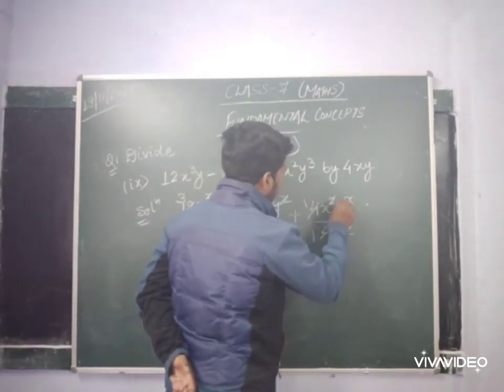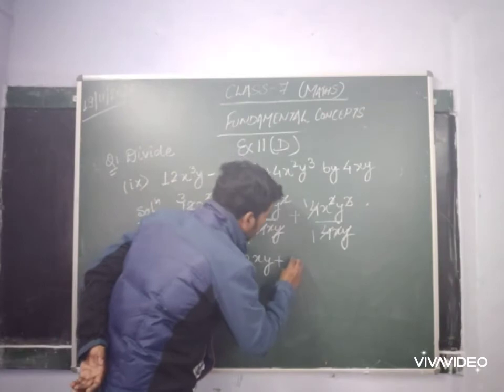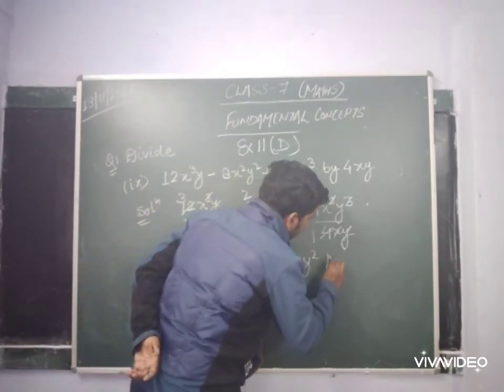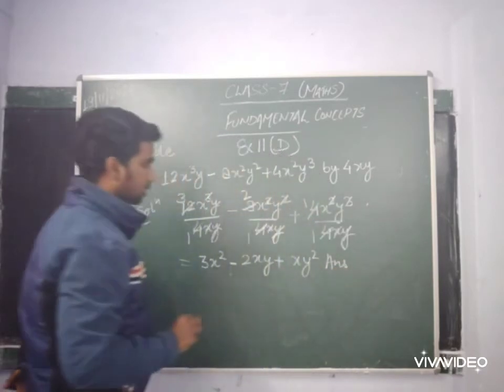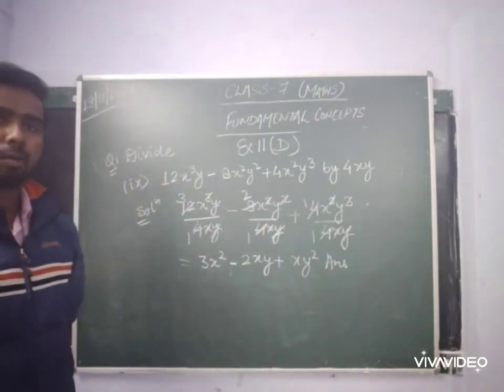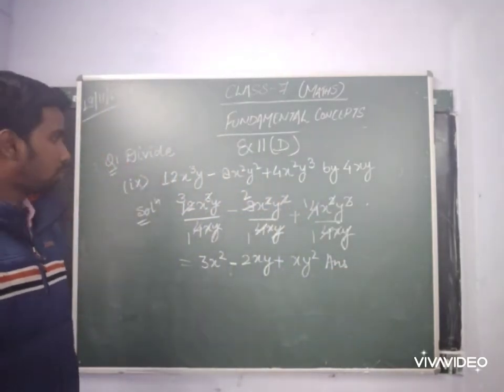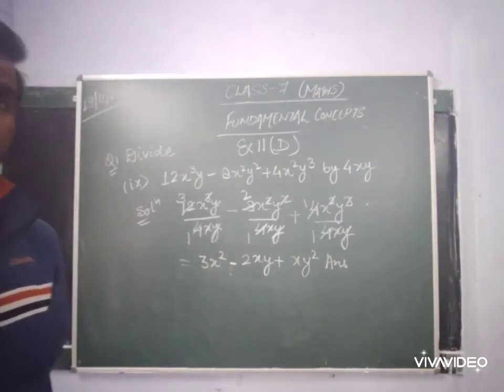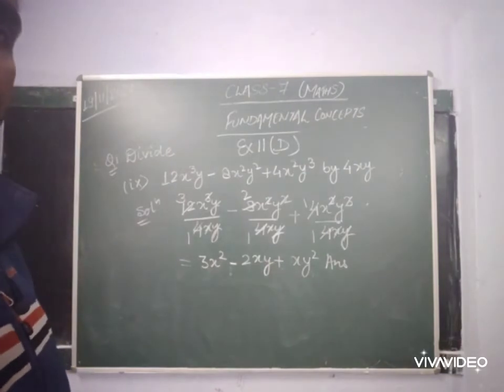Y and 1y will be cancelled from here. So what will be left? Xy square. And this is your final answer. So I hope it is very easy for you to understand. Clear? Take a look. And we are moving on to the next question.